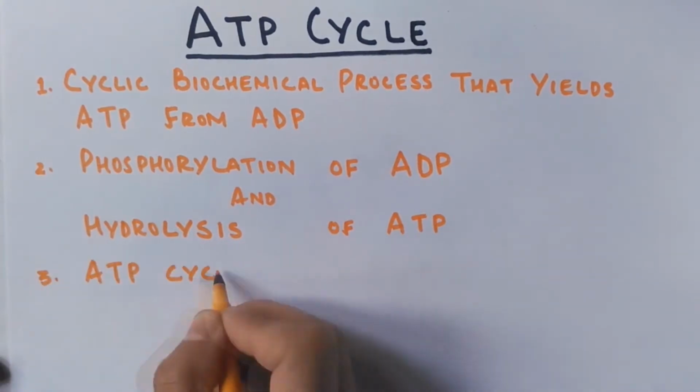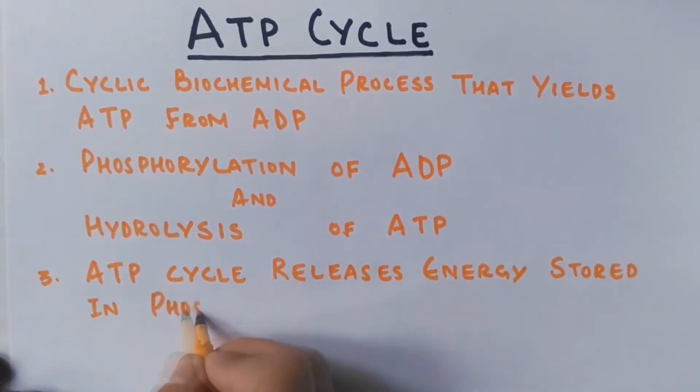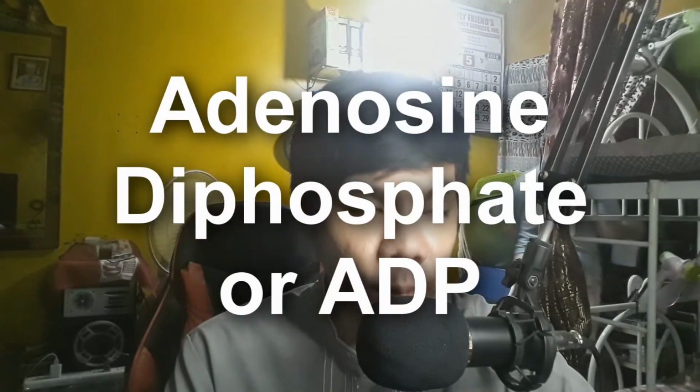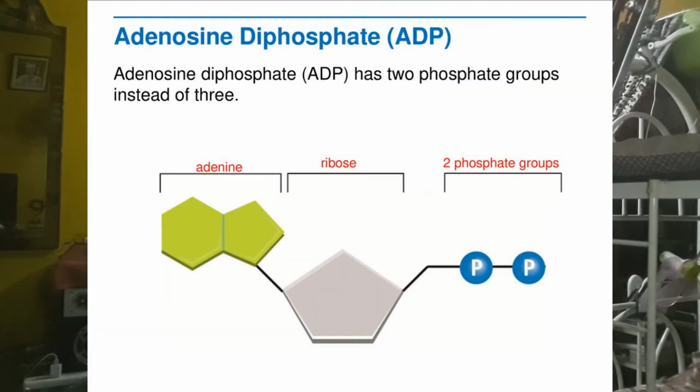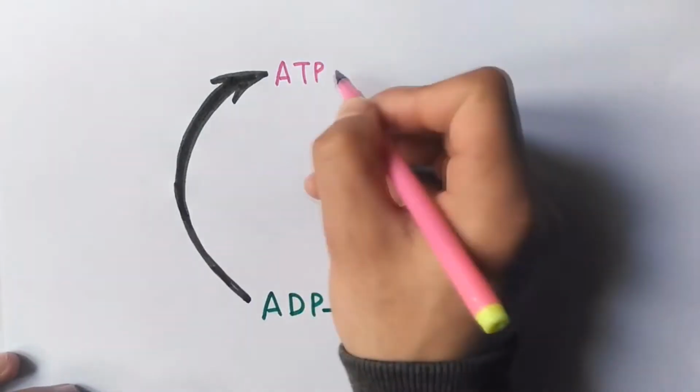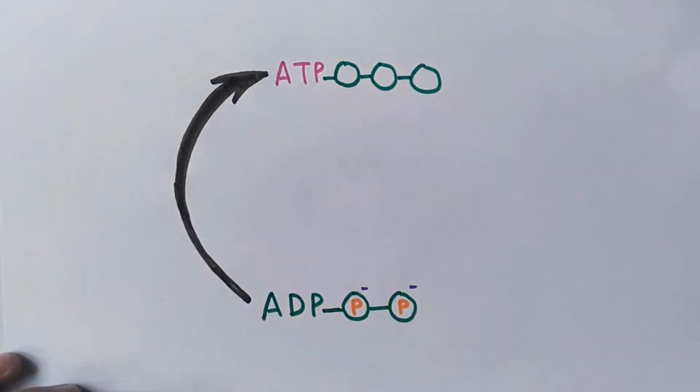Number three, the ATP cycle releases energy stored in the phosphoanhydride bond. Later we're going to talk about this phosphoanhydride bond, what it is used for, and its importance in the ATP and ADP cycle and to the whole cell itself. So this is the ATP and ADP cycle. It starts with an ADP. ADP stands for adenosine diphosphate, so it is composed of one adenosine and two phosphates. Then in this process, we turn ADP into ATP, which has three phosphates.